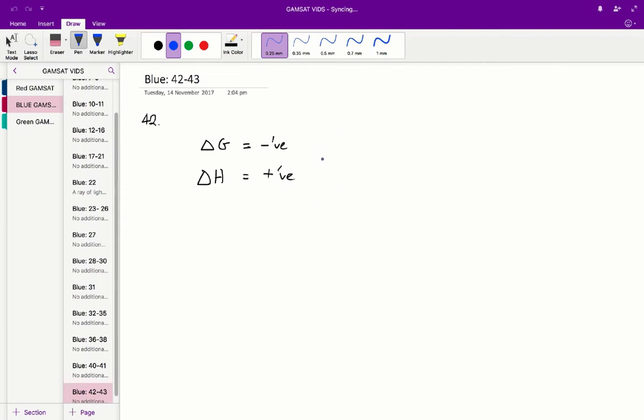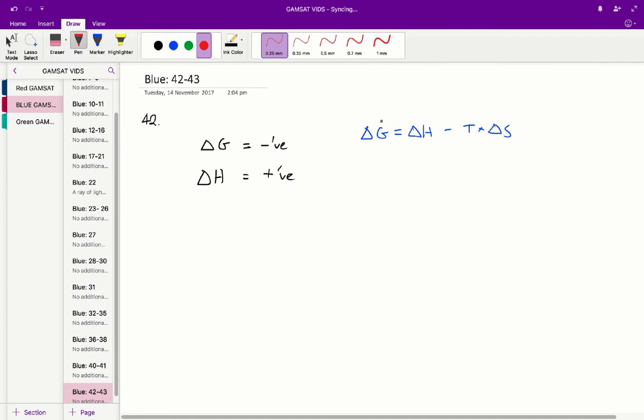From there, we can figure out what the change in value of S is. So we know that this describes the overall reaction that's going on. If change in G is negative and change in H is positive, what we know is that this whole side of the equation has to be overall, once you add it all up, a negative number. So if this whole side is a negative number and change in H is a positive number, and we're subtracting something from change in H, therefore the T times change in S must be overall positive.